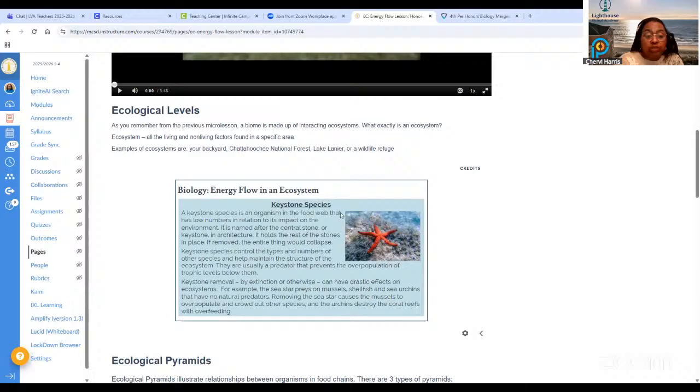Keystone species, another vocabulary word. Keystone species are an organism found in the food web that has low numbers in relationship, but has an impact on the environment. And the important part down here, they control the numbers of other species and help to maintain the structures. If we remove that keystone species, it upsets that whole ecosystem. That's why they're keystone. They're important.